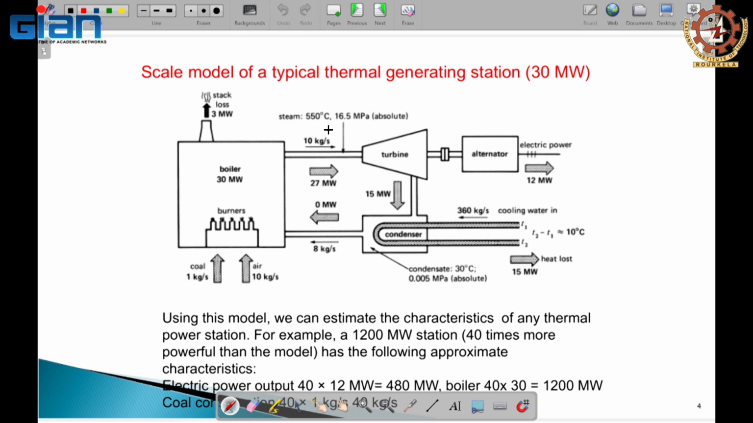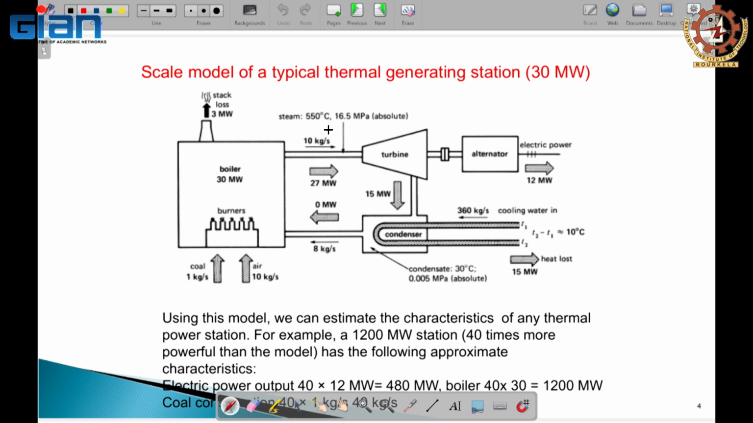Someone can say 100, 200. All these answers are incorrect. The temperature used in a steam power plant is around 550 degrees. It could be 570, 580, but around 550. Then pressure.